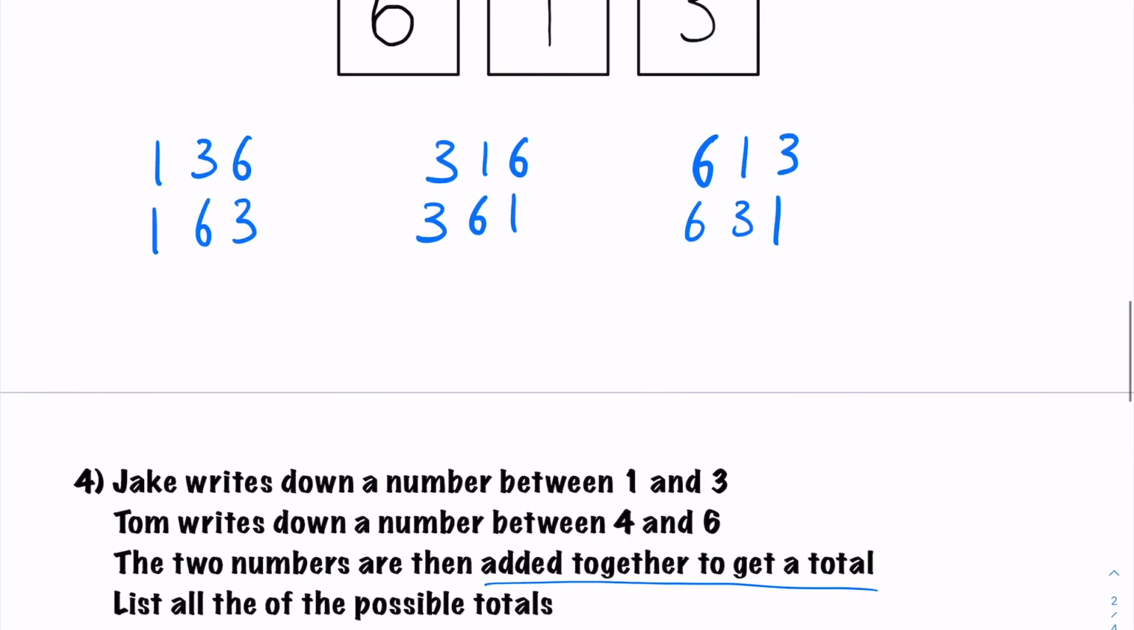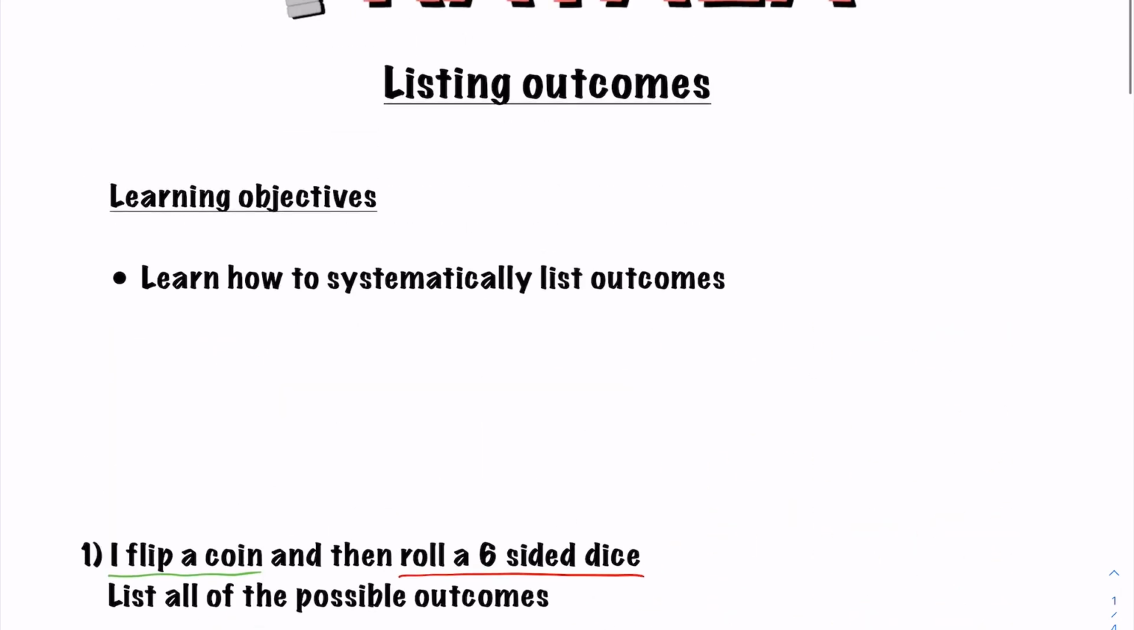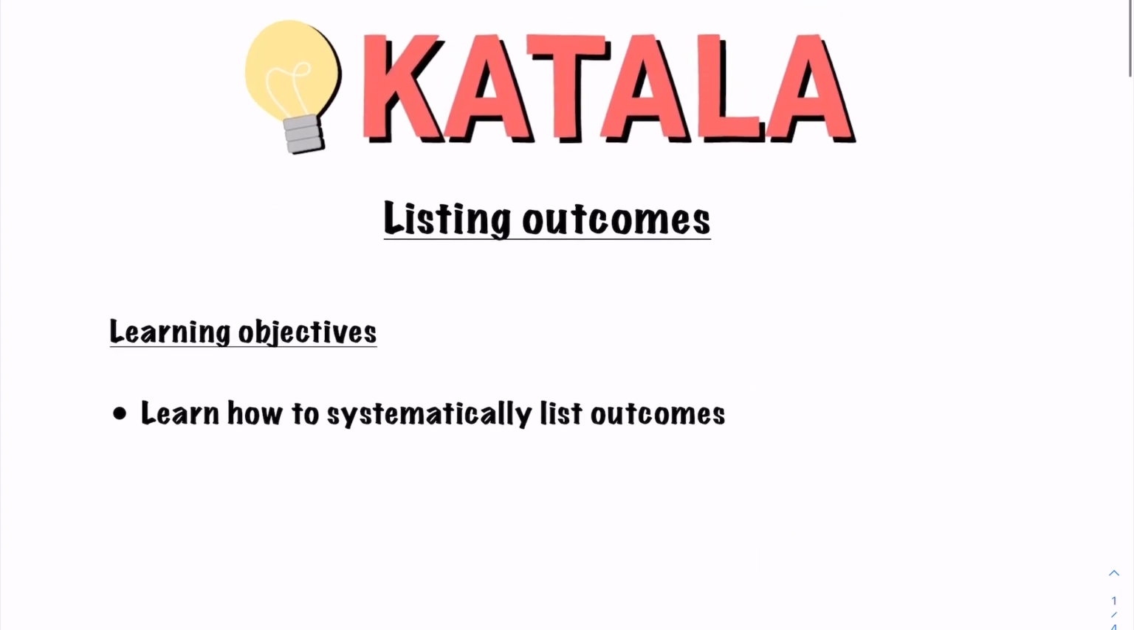And there we have it. That's how we list outcomes. So hopefully, looking at those few examples there, we've managed to clear that all up for you.